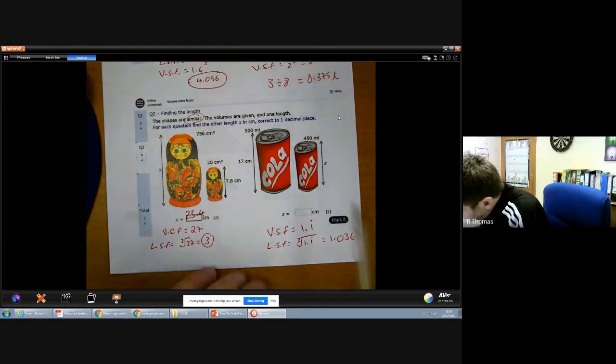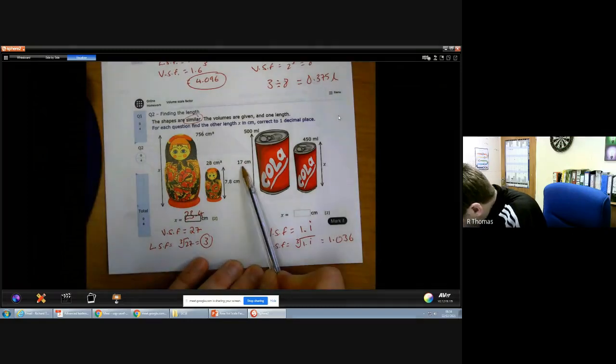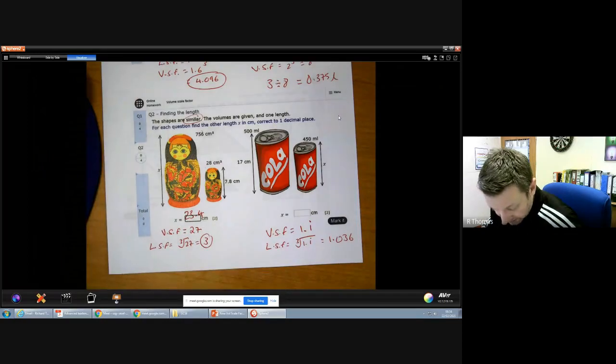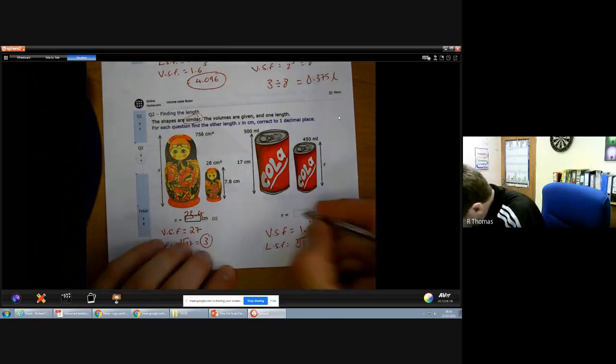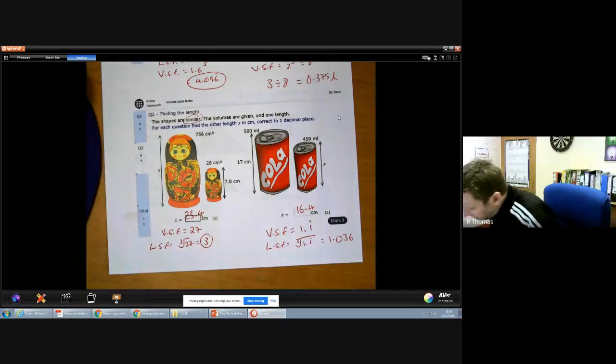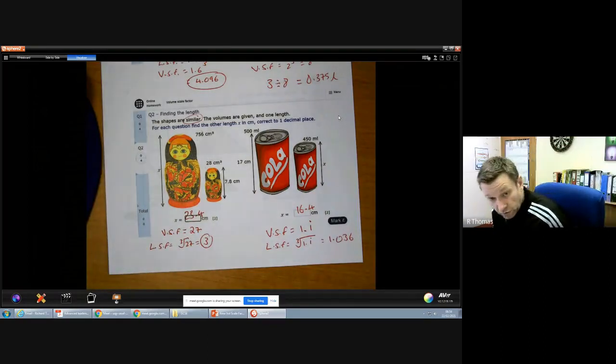1.036, right? So to get this smaller side, I'm going to take 17 and divide it by 1.036. 17 divided by 1.036, and it comes out as 16.4 centimeters, right? Does it ask for 1 decimal place? It does. Okay, very good. So nothing too tricky there, just a bit of squaring, cubing, square rooting, and cube rooting.